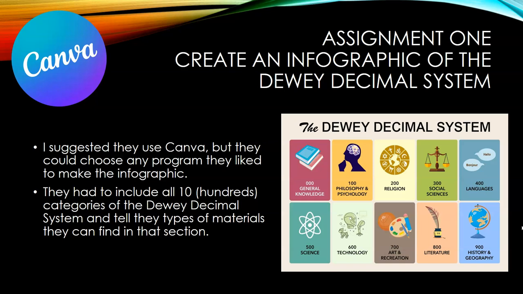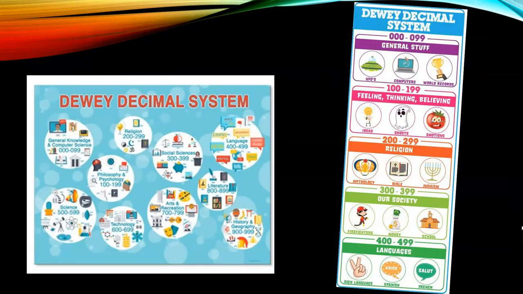They had to include all 10 of the hundreds categories in the Dewey Decimal System and tell the types of materials that they could find in that section. That was one sample that I showed them, and those were 2 others. So they were able to kind of do it however they chose.